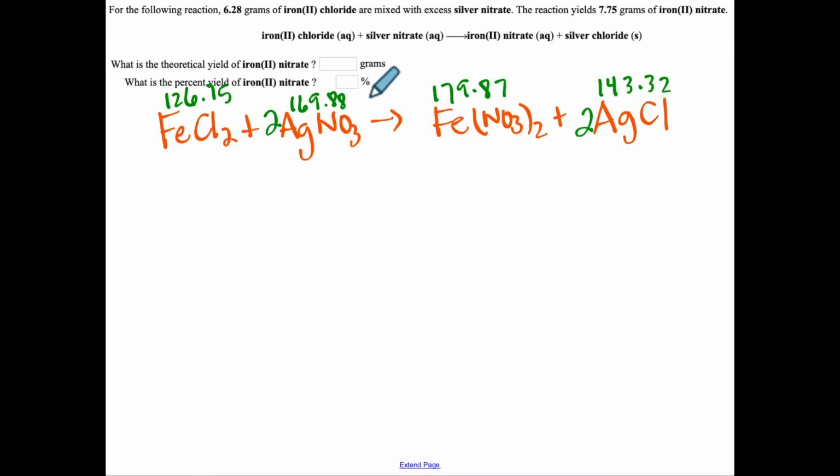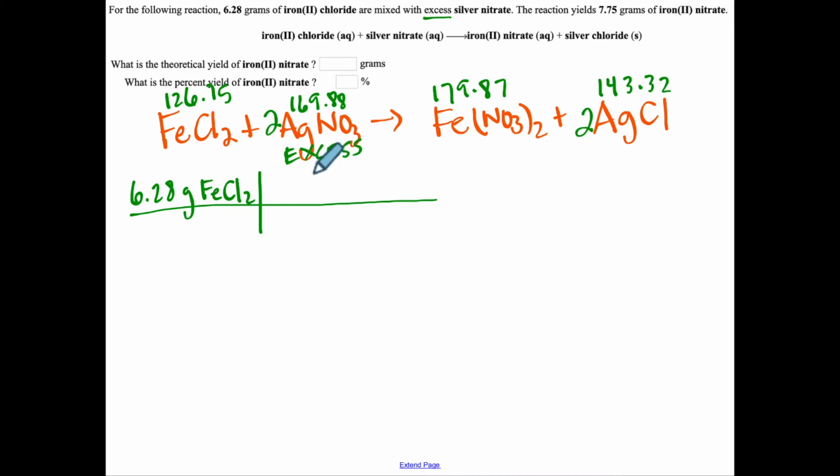Okay, so now this one tells us that we have 6.28 grams of iron 2 chloride and it's mixed with excess silver nitrate. So anytime it tells you which one's excess, that actually makes the problem easier because that's telling you you're only going to need to do one picket fence. So it says that the silver nitrate is excess, which means that the iron 2 chloride is the limiting reactant, and so the limiting one is the one that we need to do calculations with.